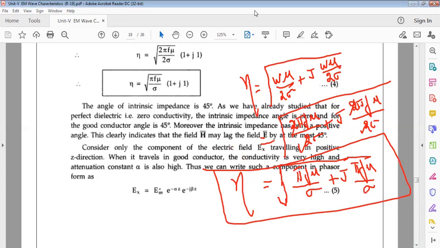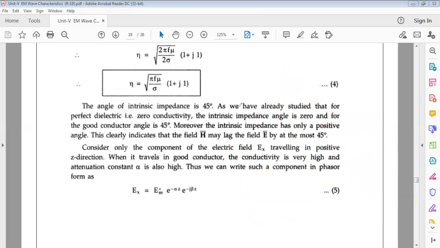Listen here. The angle of the intrinsic impedance is 45 degrees, as we already studied that for the perfect dielectric, that is zero conductivity, the intrinsic impedance angle is 0, and for the good conductor, the angle is 45 degrees. Moreover, the intrinsic impedance has only a positive angle. It is clear that this indicates the field H may lag the field E by at most 45 degrees.